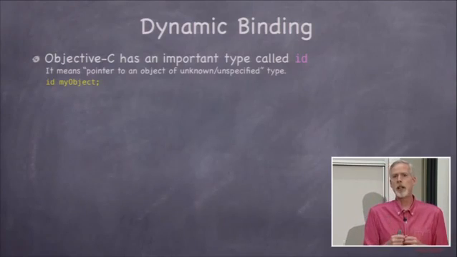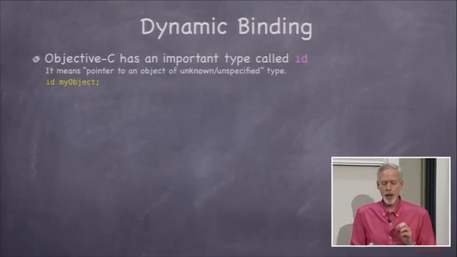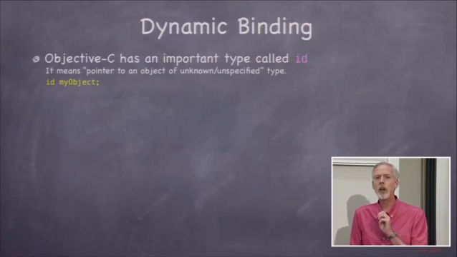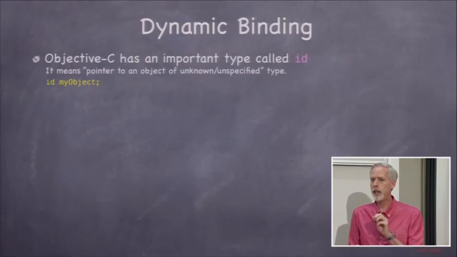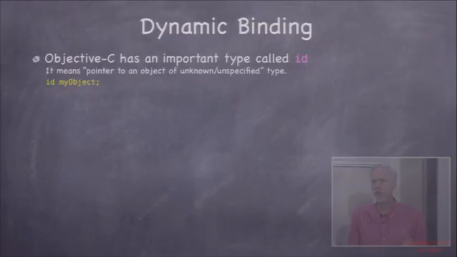Okay, so I'm declaring a pointer, myObject, which is of type id. So id means pointer. id is a pointer, so we don't use id star. id is a pointer. It means a pointer to an object where I don't know its class, okay, of unknown type or unspecified type. Okay, so it's just a pointer to an object. I do not know anything about that object.